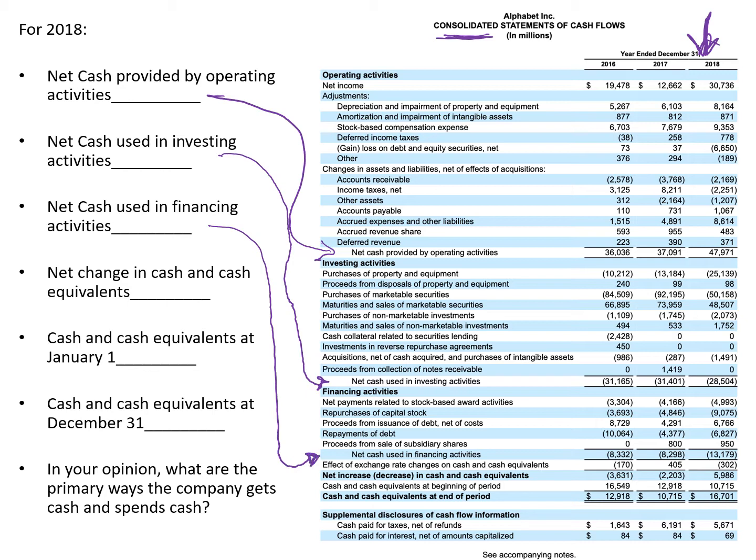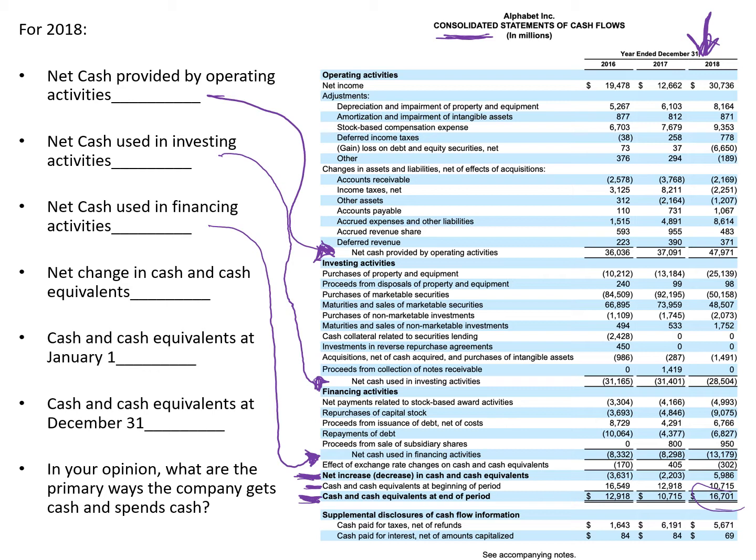So notice the format hasn't changed. We're still finding operating, investing, and financing activities, and we find the net change, and you add that to beginning cash to come up with ending cash. So that is, the format has stayed the same. The finding of the numbers has stayed the same.